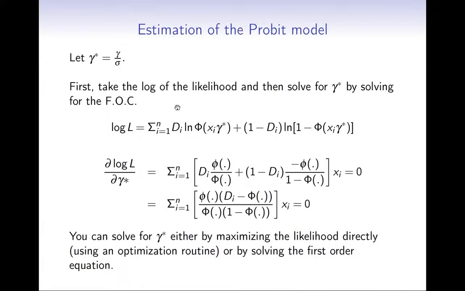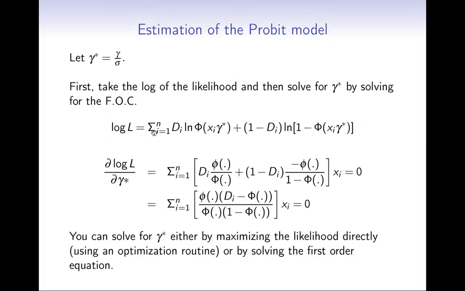To solve for this, you maximize the likelihood, and oftentimes it's a little easier to maximize the log of the likelihood because it's easier to work with. And it's legitimate to take the log of the likelihood because log is a monotone transformation. So whatever maximizes the likelihood is also going to maximize the log of the likelihood.